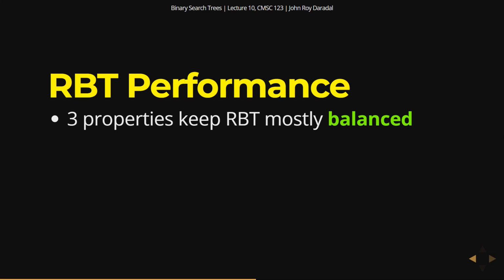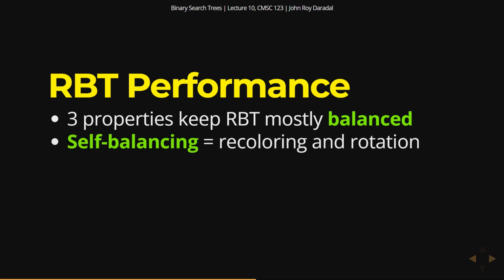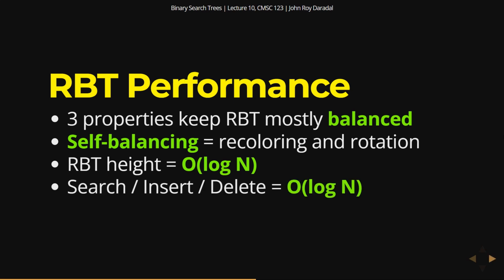By following the 3 properties, it keeps the red black tree mostly balanced. It's self-balancing by doing recoloring and rotation. By doing rotation, it keeps the tree balanced, and by doing the recoloring, it allows you to follow the 3 coloring properties. So this will keep the height of the red black tree as O(log n), and with that the search, insert, and delete will also run in O(log n) because the height is O(log n).